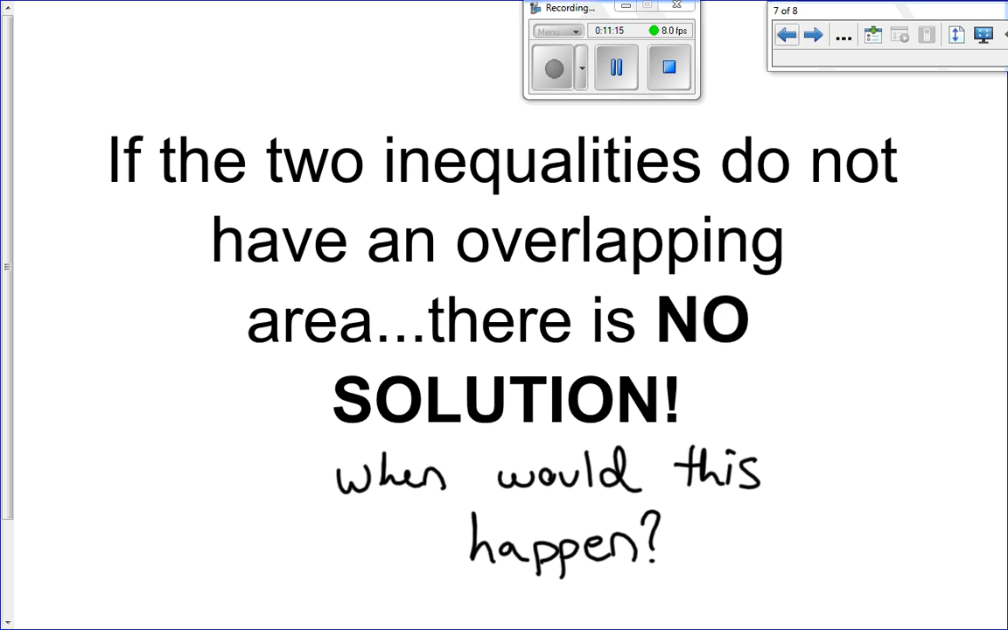And make sure you have this written down. If two inequalities do not have an overlapping area, there is no solution. We'll talk about that tomorrow as well.